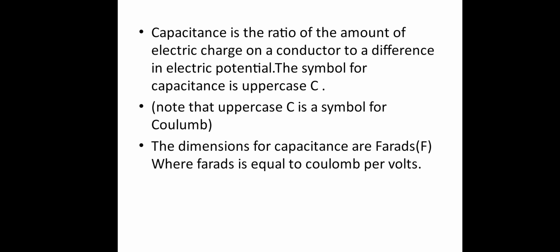Capacitance is the ratio of the amount of electric charge on a conductor to a difference in electric potential. The symbol for capacitance is uppercase C. Note that uppercase C is also the symbol for coulomb. Also, the dimension for capacitance is farads, where farad is equal to coulomb per volt.